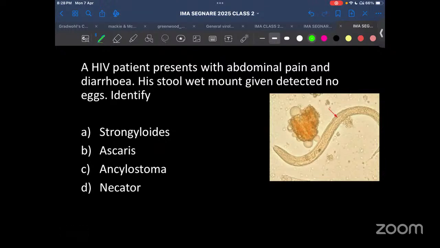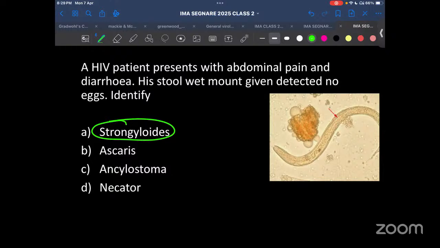HIV patient presents with abdominal pain and diarrhea. His stool wet mount is given and it detected no eggs. So no eggs are seen in the stool wet mount. Only the larvae is seen. No eggs, only larvae. Opportunistic infection, HIV patient. All this points to only one organism. Strongyloides.